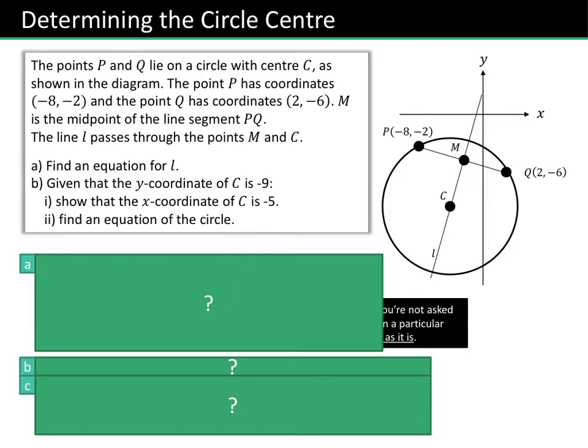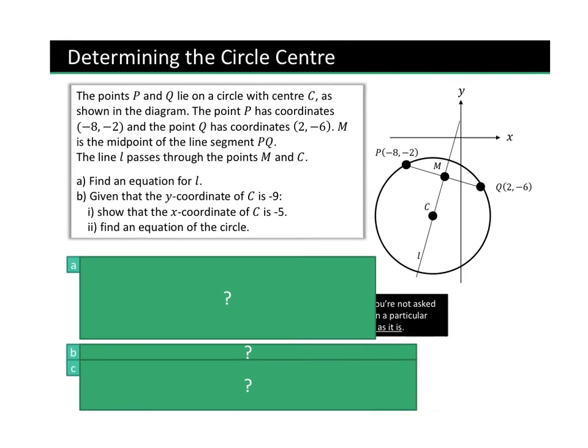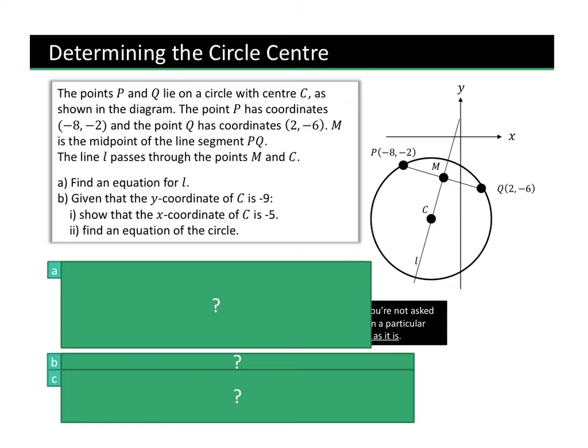So in this question here, we've got to determine the centre of a circle. Now, what we learned earlier is that the perpendicular bisector of a chord will pass through the centre of the circle. Okay, so it says P and Q lie on a circle with centre C shown in the diagram. The point P has coordinates minus 8, minus 2, and Q is 2, minus 6. M is the midpoint of the line segment, and the line passes through the points M and C. Now, I know it's told you that, but the midpoint of a chord will always pass through the centre. Okay, so fun fact for you to know.